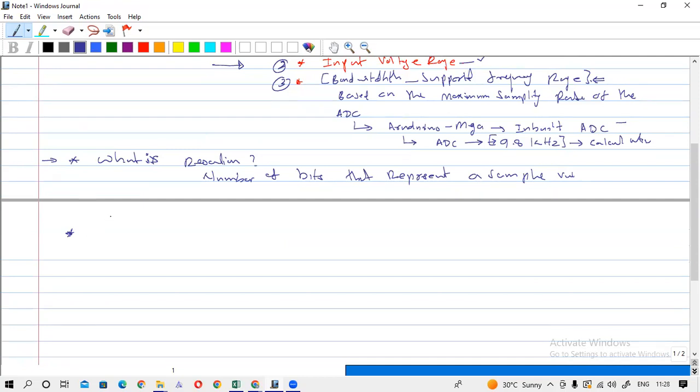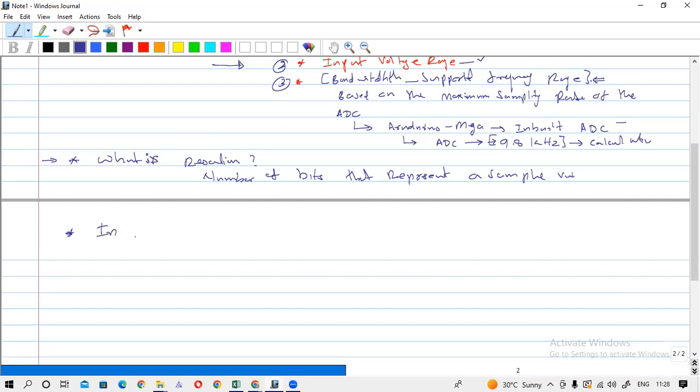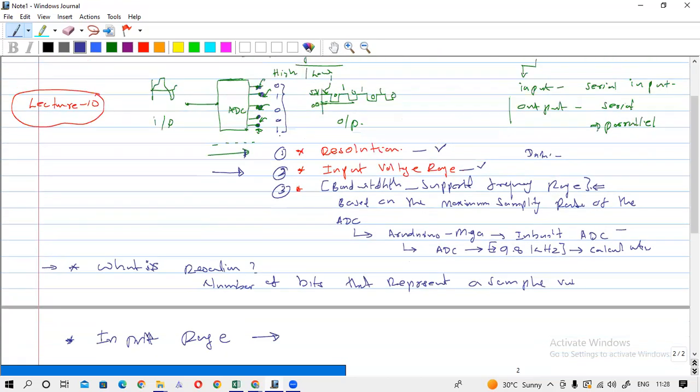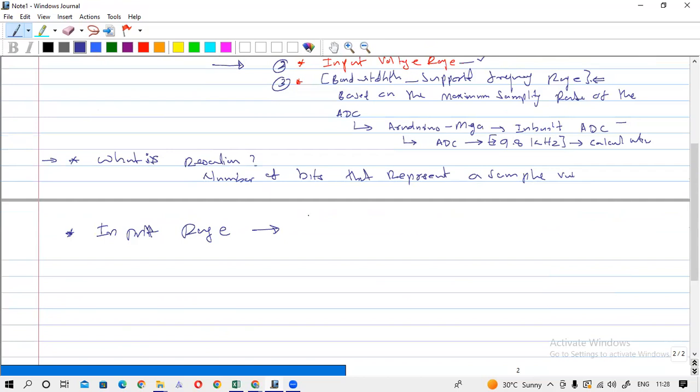Okay, the other thing is the input voltage range. Input voltage range is the minimum and maximum voltages we can give to the ADC. I have told you that an ADC cannot support minus voltage.